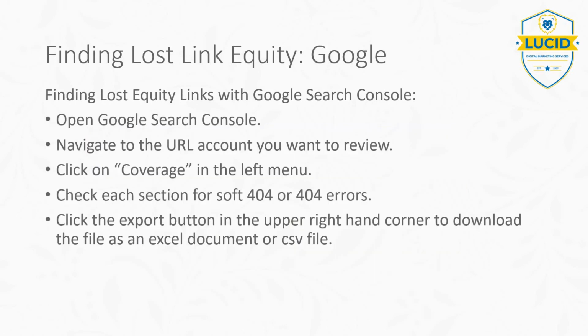Now, in Google Search Console, you'll be able to find lost link equity as well. Open up Google Search Console, navigate to the URL account you want to review, click on Coverage in the left-hand menu, check each section for soft 404 or 404 errors, and click the export button in the upper right-hand corner to download the file as an Excel document or CSV file.